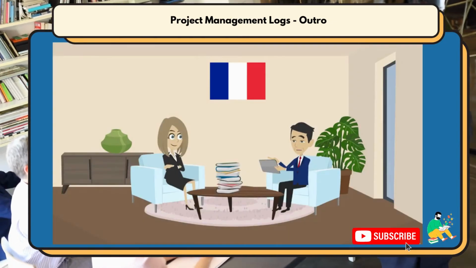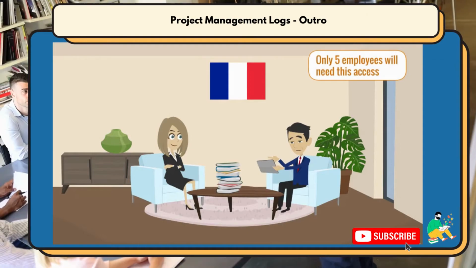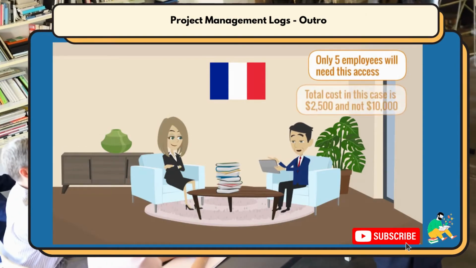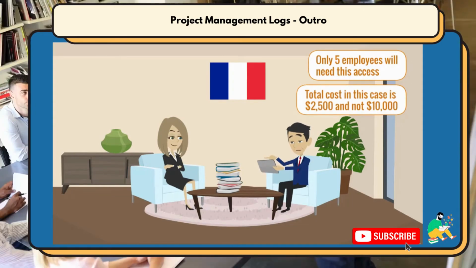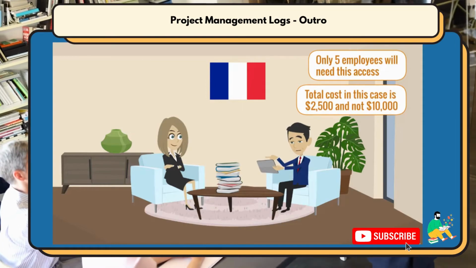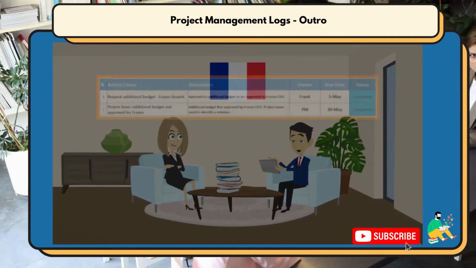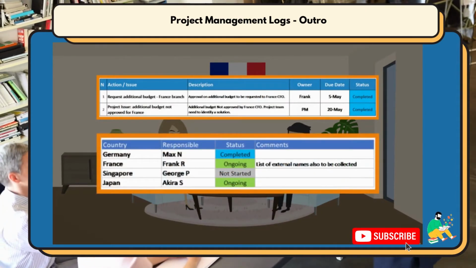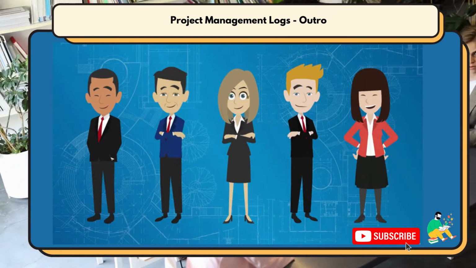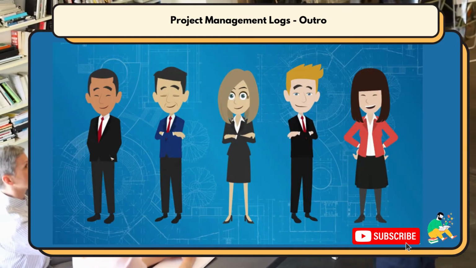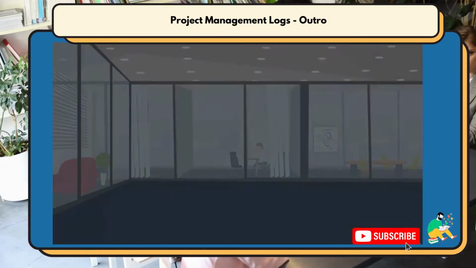In the next meeting, Frank has good news. It turned out only 5 employees will need this access. The total cost in this case is $2,500 and not $10,000. They inform the CFO. After 2 days, the CFO confirms the budget is approved. Action is marked as completed in the RAID log and in the tracker. Great job, project manager. Your new skills of creating RAID logs and trackers and putting them into practice are building up your project management profile. Keep up the good work.